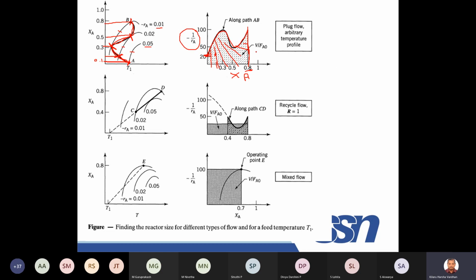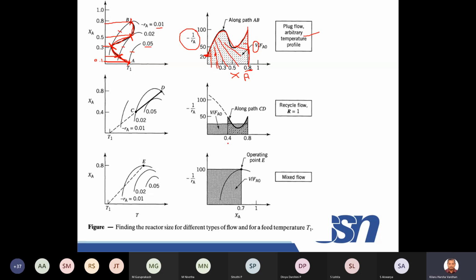V by FA0 for any particular conversion, you can find out from the area under the curve. Since FA0 is known, you can calculate how much volume is required for this conversion in a non-isothermal process. This is for the plug flow reactor. We know that for a plug flow reactor, it is the area under the curve.